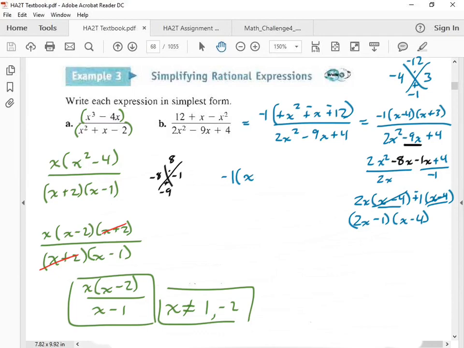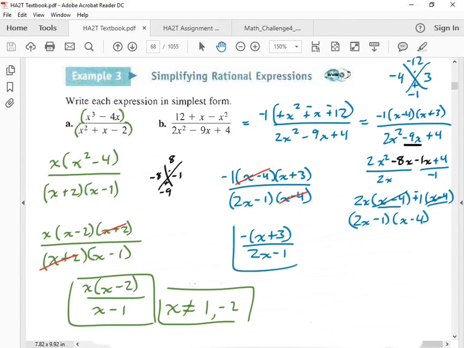We have negative 1, x minus 4, and then x plus 3. Now on the denominator, we just factored that out to be 2x minus 1, and then x minus 4. And then we're going to, let's see, we can cancel out x minus 4 and x minus 4. And then our final answer is going to be negative 1. We'll just put a negative in front of x plus 3 over 2x minus 1. That's our final answer.